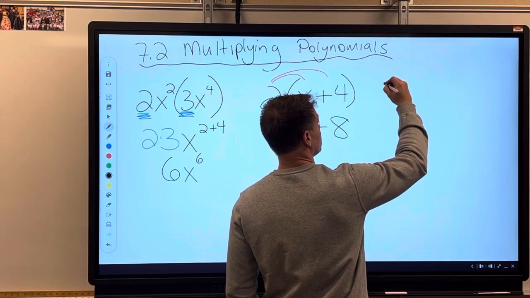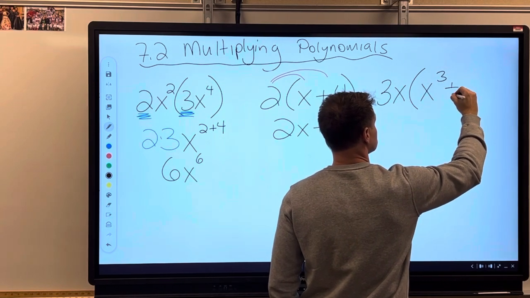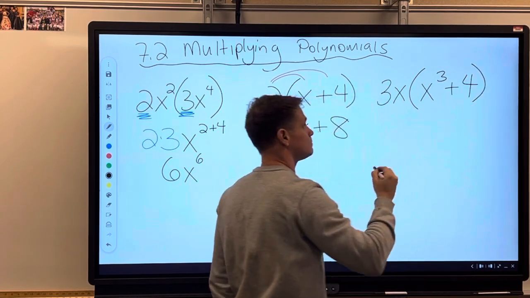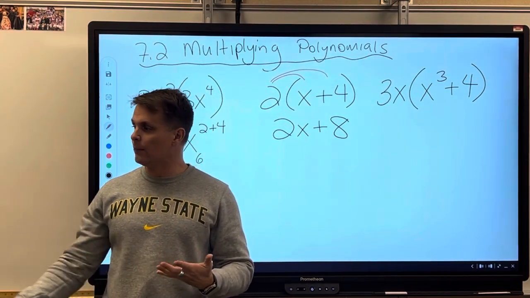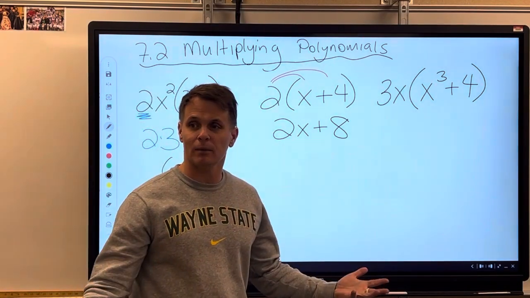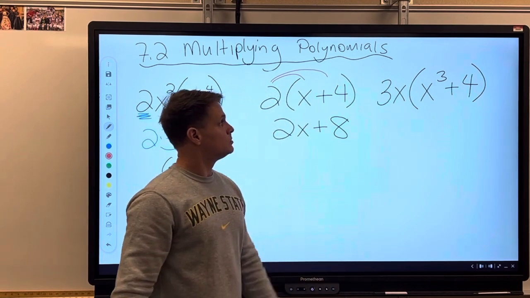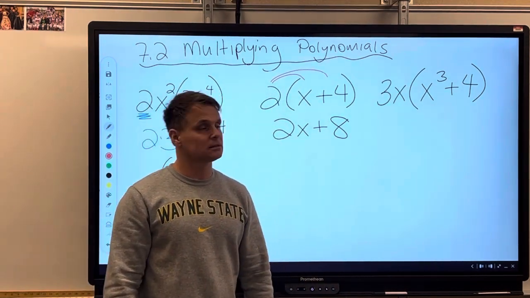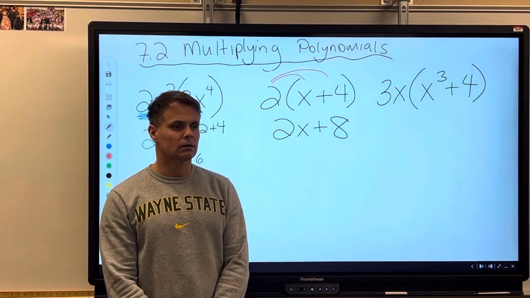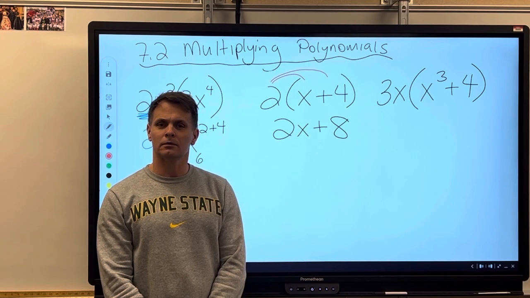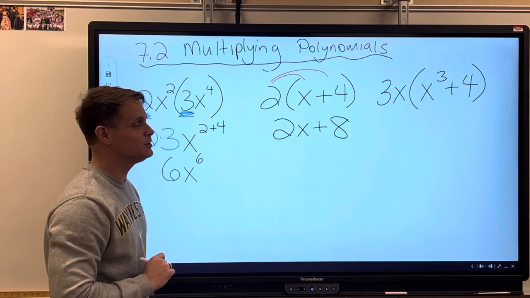Let's say we have 3x times x to the third plus 4. You guys try that one. Go ahead and write it down. I'm going to try it too. Let's see if we get the same answer. 3x and then parentheses x plus 4. If you get stuck, take a look up here. If you're watching a video, press pause and then press play when you're done trying it. See if you got the right answer.